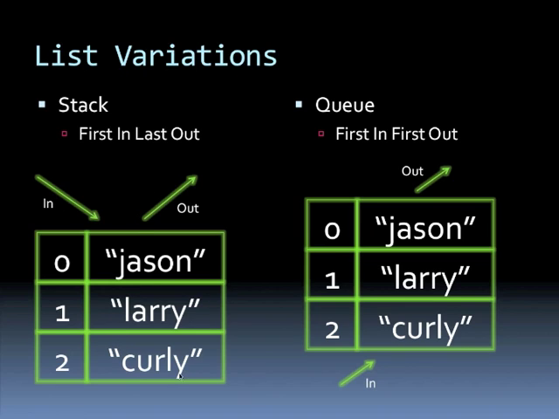So what that means is, in this example, the first thing that was added to this array was Curly, the second thing added to this array was Larry, and then finally the last thing that was added was Jason. Now when we take data out of this to enforce the rules of a stack, we're going to take Jason out first, then Larry, and then Curly.